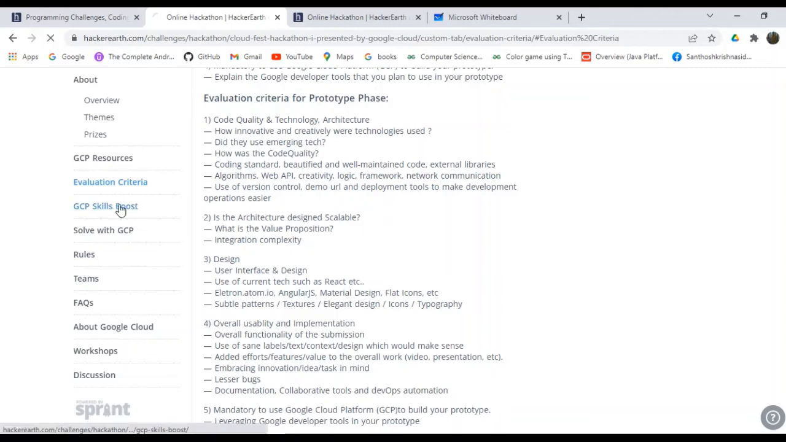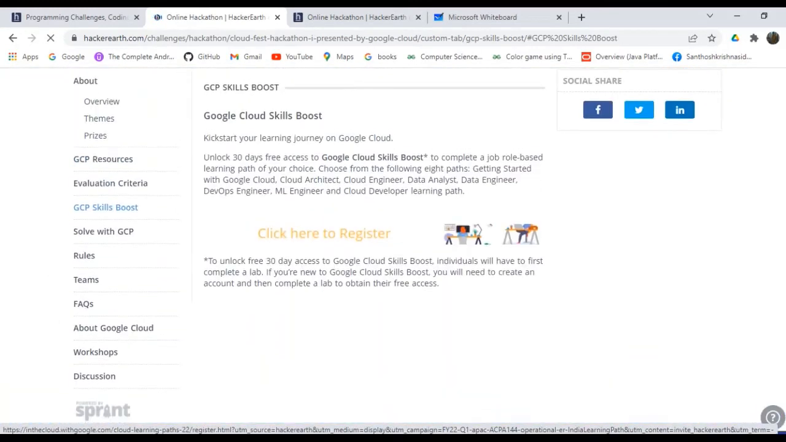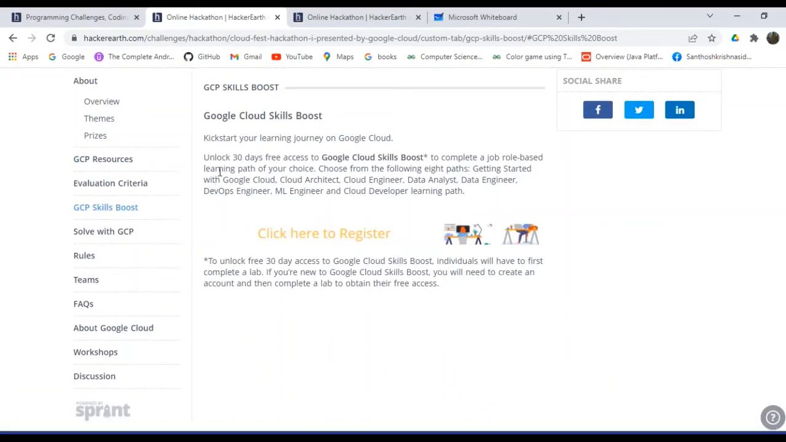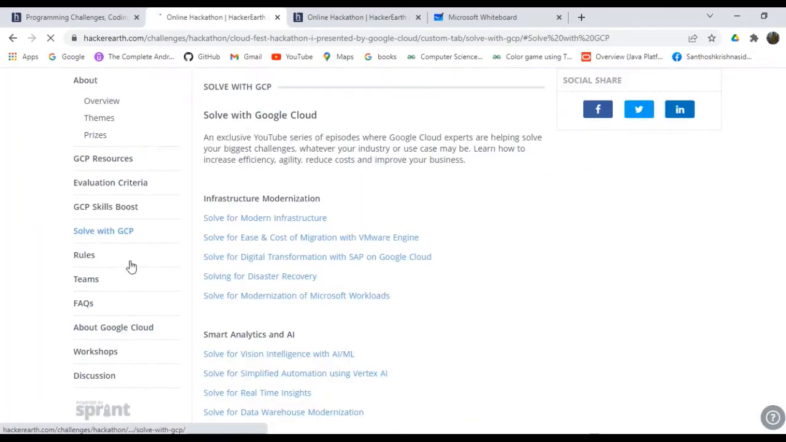Next, so GCP skill boost. So here, if you don't have any cloud knowledge, you need to register for the Google Cloud skills. After learning the Google Cloud, you can participate. It is free to enroll. Next, solve with Google Cloud, as they mentioned previously. We need to solve with the GCP only, the Google Cloud Platform only. So here they have given some links for us to use in the prototype phase.